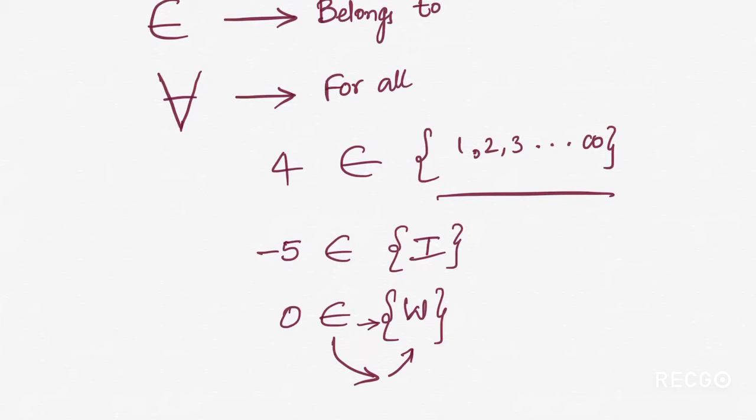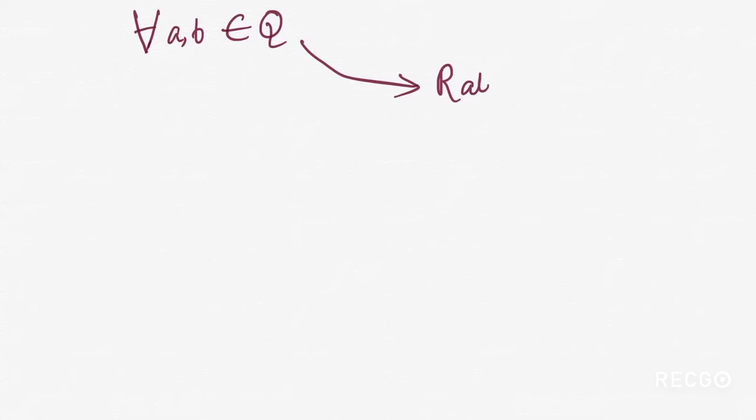And for all. What is the usage of this symbol, for all? We will now notice its usage. Let us say for all a, b belongs to Q. Q is the representation of rational numbers. Keep this in mind: Q is a representation of rational numbers.